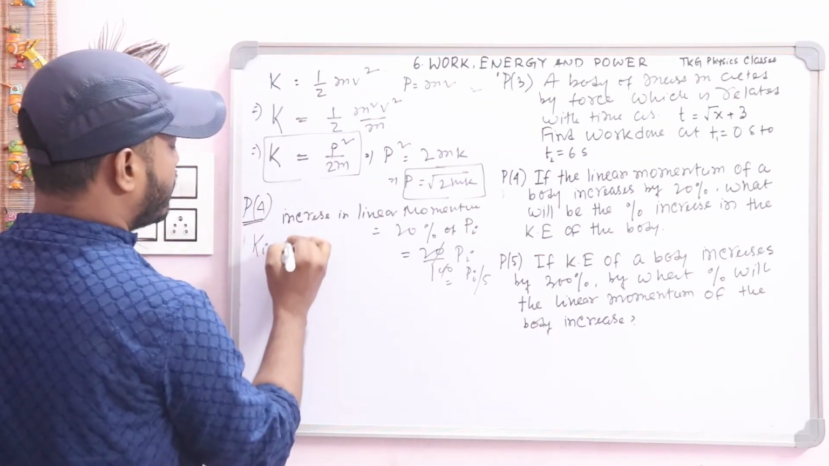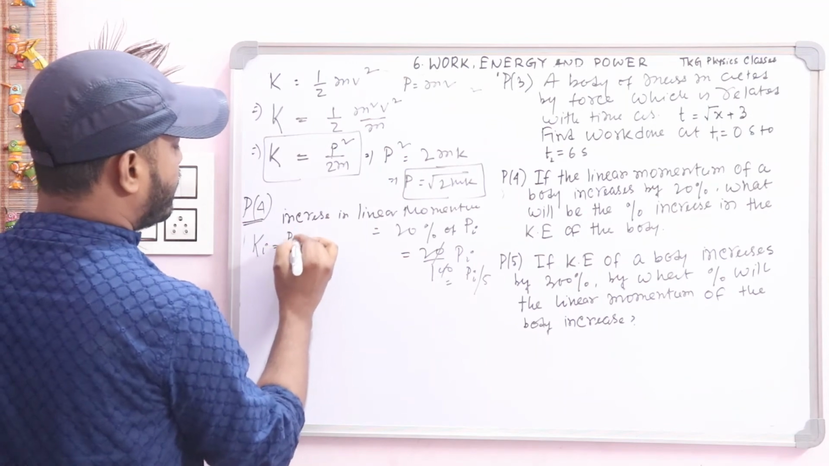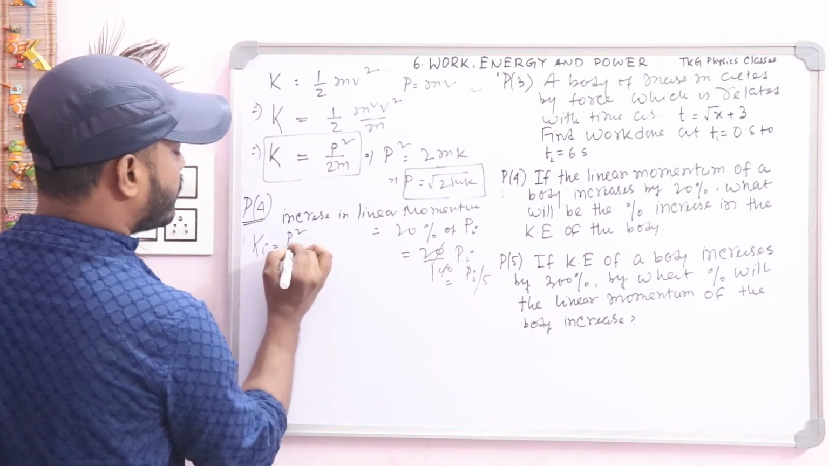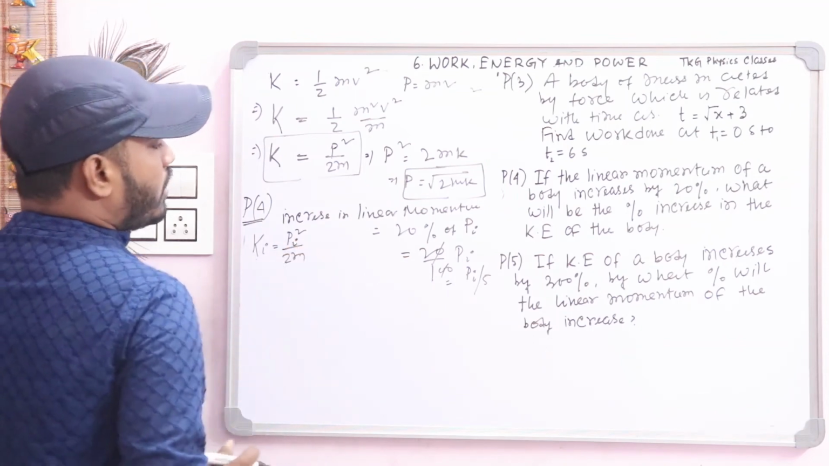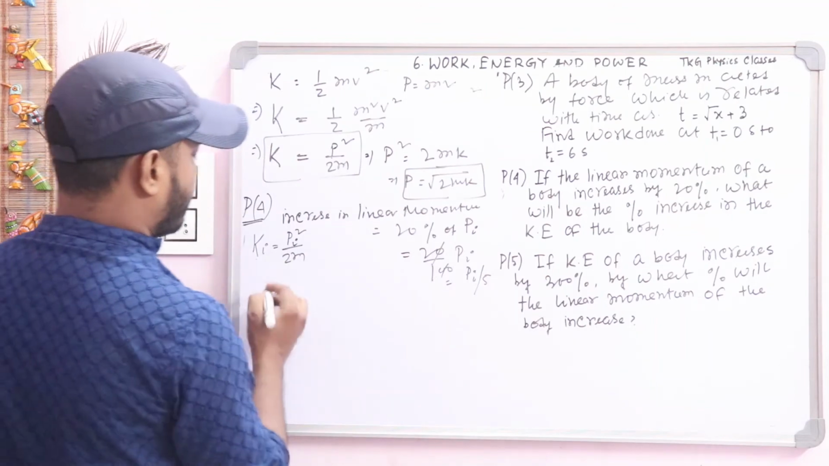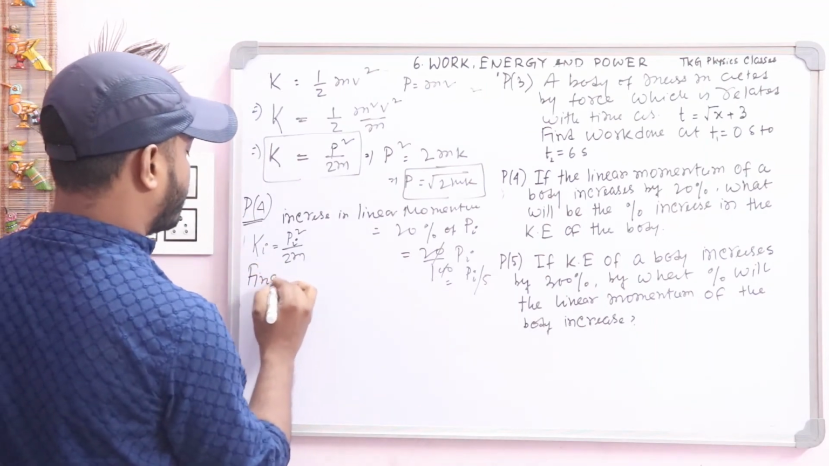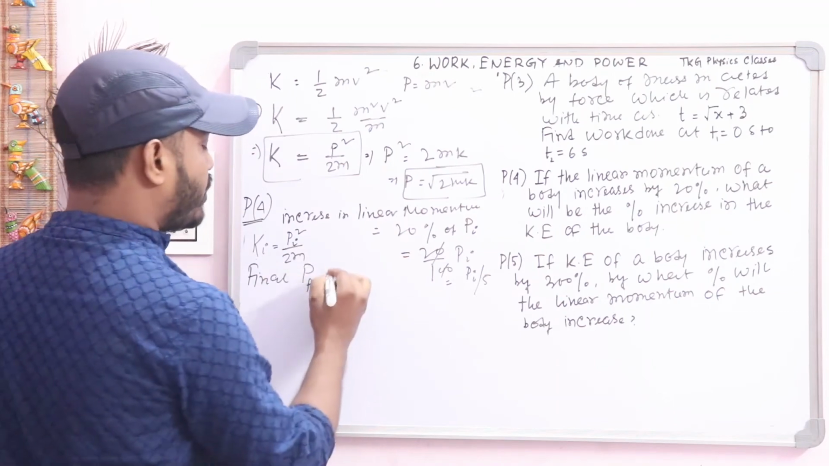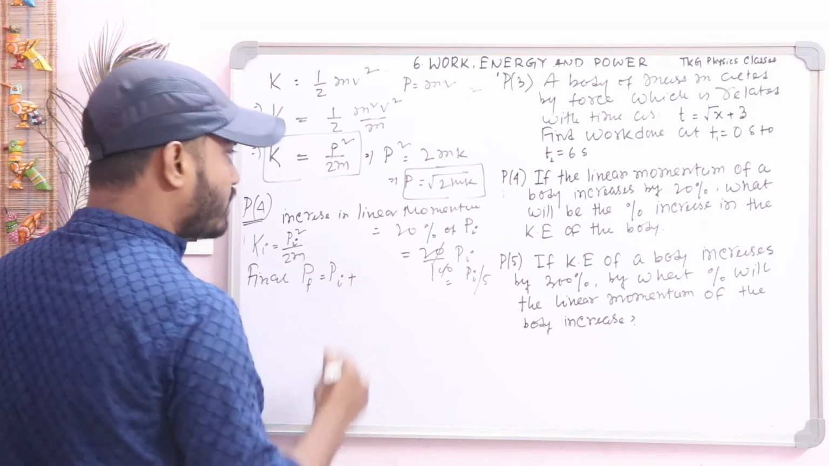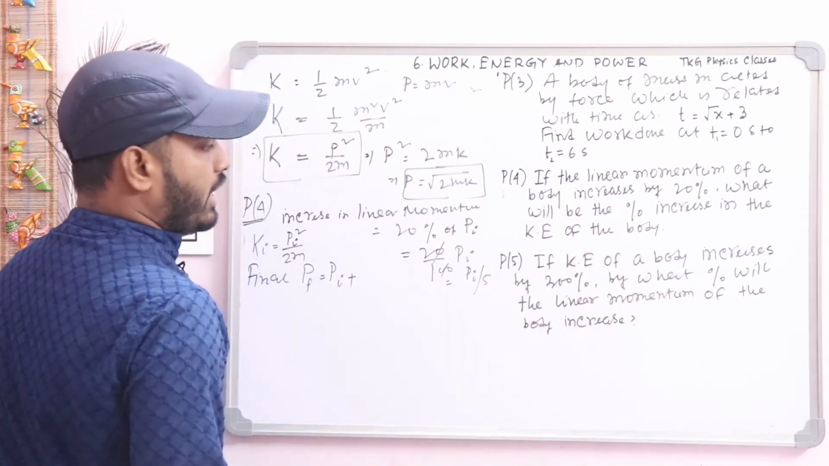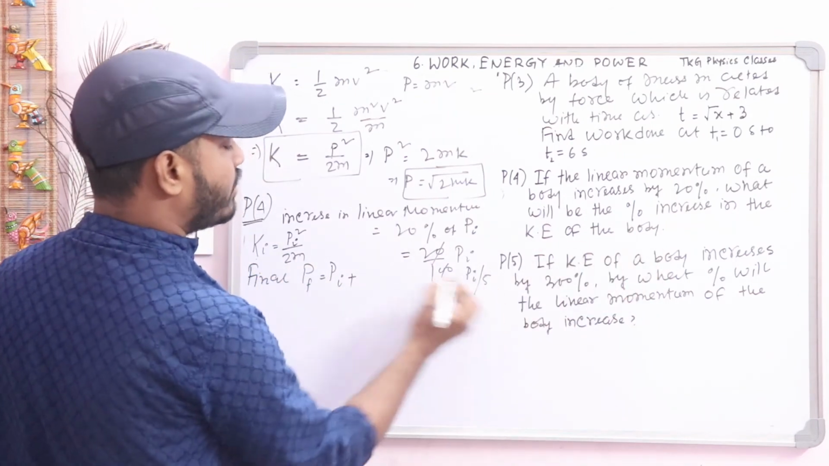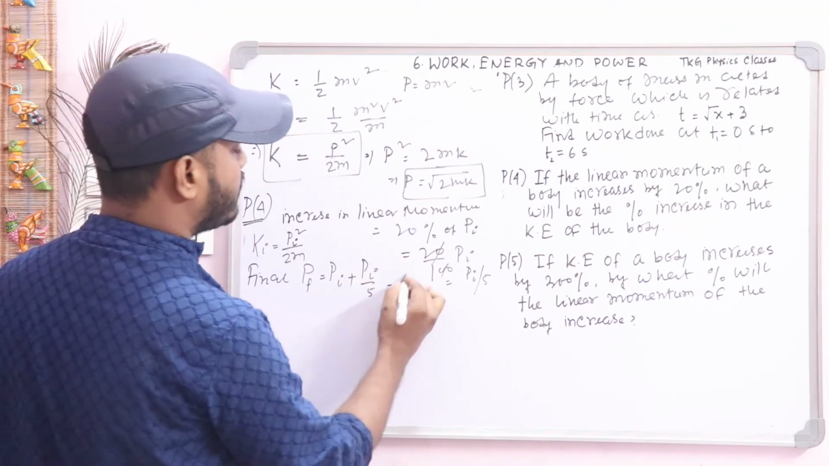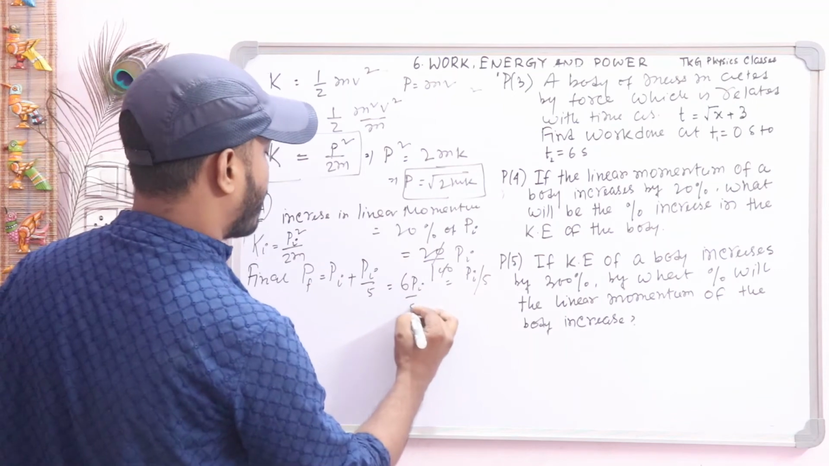Formula is P square by 2m. Now when kinetic energy is initial, this one also will be initial. Now what will be the final linear momentum? Final linear momentum, that is Pf, initial linear momentum plus increase in linear momentum. Increase in linear momentum, that is Pi by 5. So Pi plus Pi by 5, that is 6 Pi by 5.